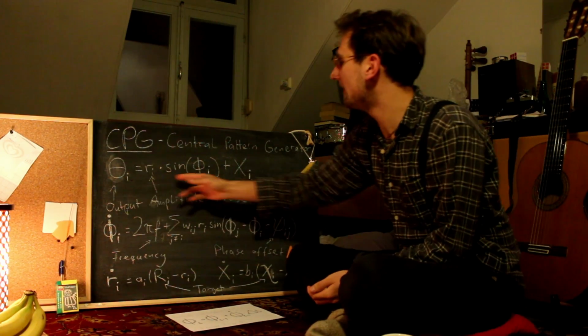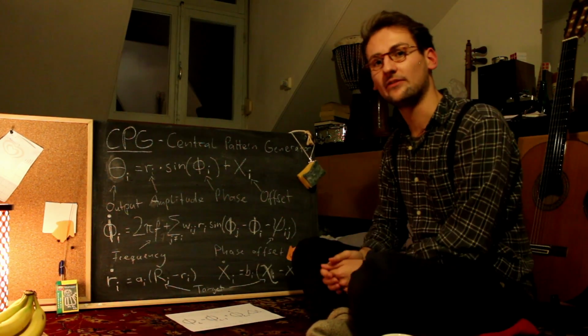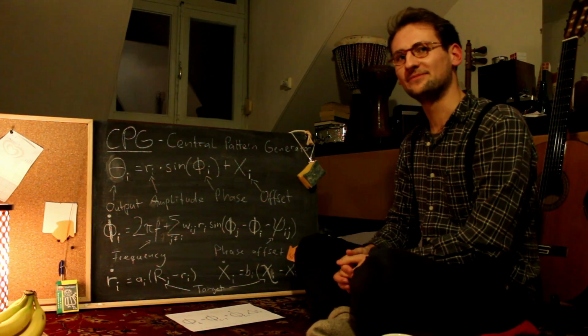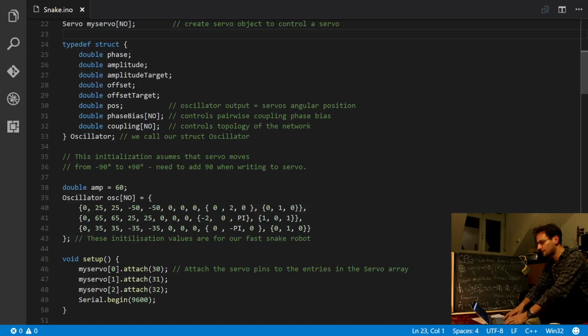Yeah, and then we can fill in all these values to actually drive our servo motors. Now let's have a look at the code. Here we have defined our struct as a typedef struct, so this makes it easy for us to define an oscillator. It's called oscillator. What we added to the code that we were given is the offset target, because we want smooth transitions in case we change our offset.